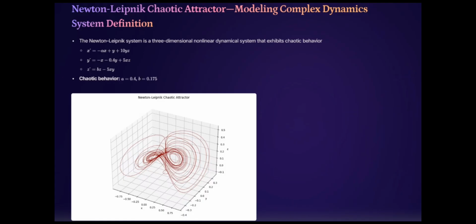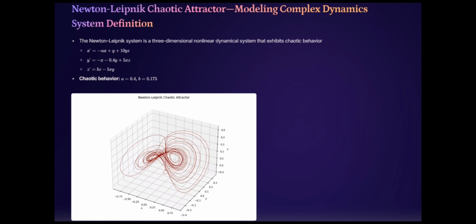Now let's just familiarize with some of the systems that we have used in the study. The first one is the Newton-Leipnik system. It is denoted by x dot equals minus alpha x plus y plus 10 yz, y dot equals minus x minus 0.4 y plus 5 xz, and z dot equals beta z minus 5 xy. Here x, y, z are the state variables, x dot, y dot, z dot are the time derivatives of the state variables, and alpha and beta are the parameters. The chaotic behavior is experienced when alpha is equal to 0.4 and beta is equal to 0.175.